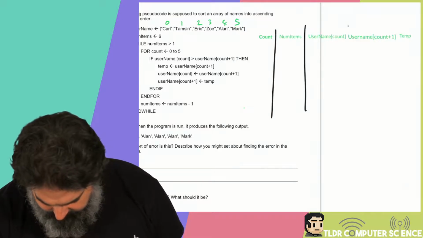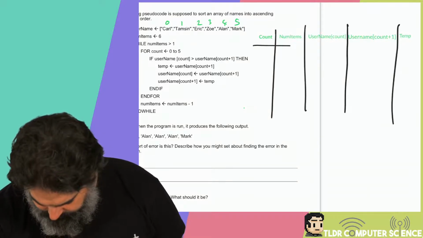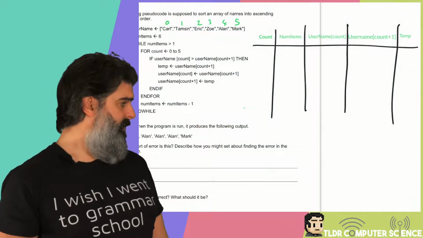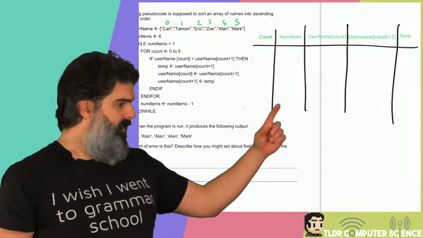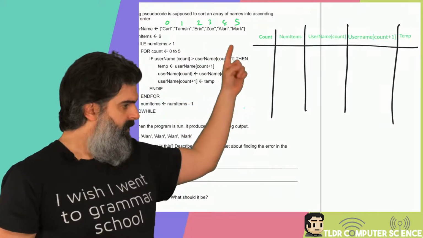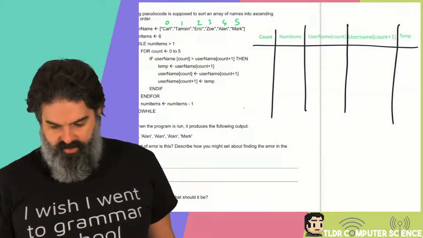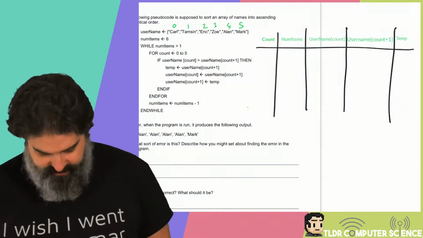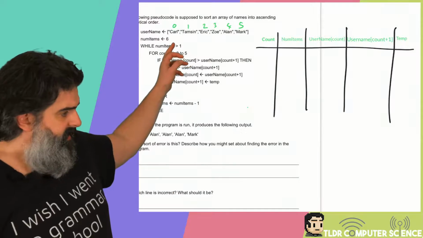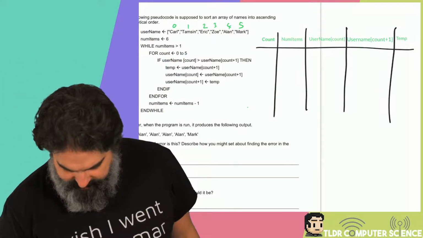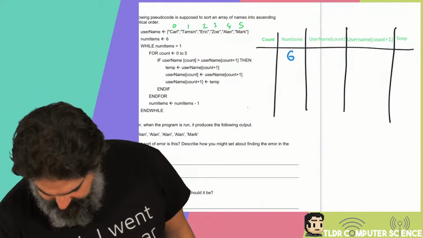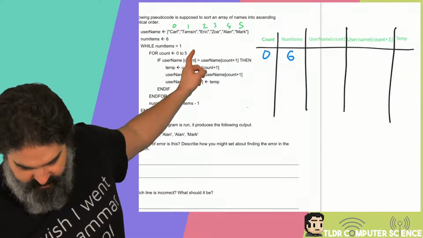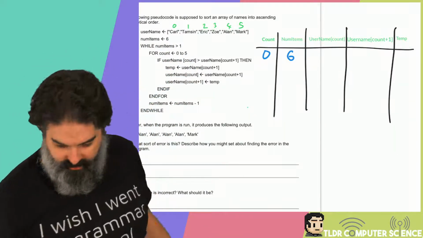So this is the trace table. How does it work? We want to basically follow the algorithm and trace the variables as we go along. You're definitely going to want to look at YouTube on this. This is looking pretty small. So in this case, number of items starts off as being 6. So I'll write in 6 for the number of items. Count was 0. Username at count, so that would be this one here, it would be Carl.